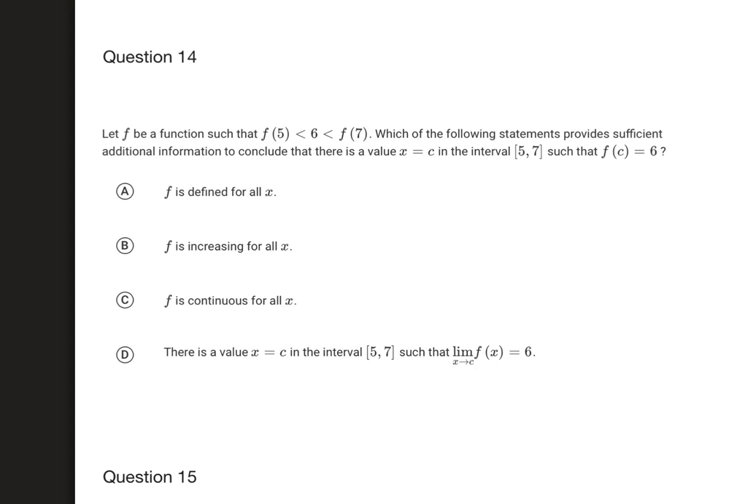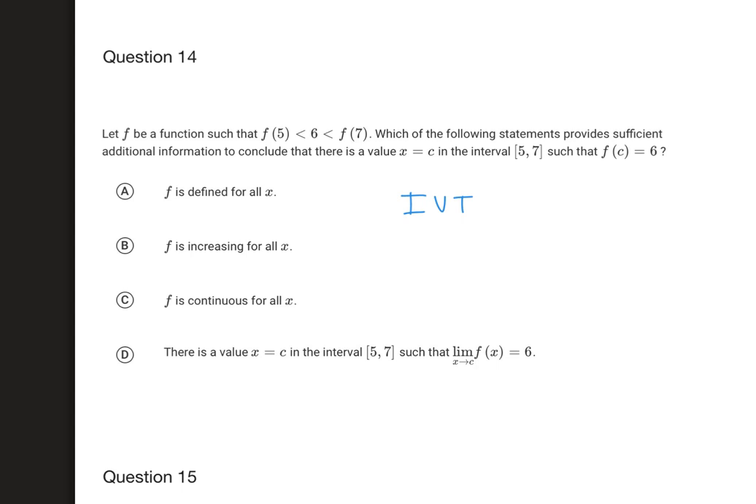They're not asking for what's the value of c. For what value of c does the function equal 6? They're just saying to conclude that there is a value of c on the interval where the function equals 6. So this is just saying there's some c, some number in between 5 and 7, maybe equal to 5, maybe equal to 7. There's some x value on this interval where the function equals 6, just for some x value between 5 and 7. And that's the intermediate value theorem. So this is an intermediate value theorem type of question.